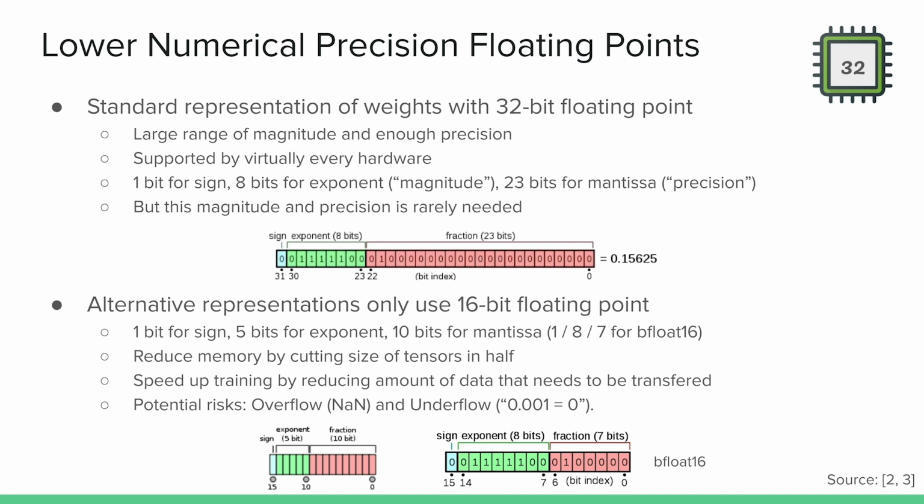And what happens now is that you reduce the memory by cutting it in half. So all of your tensors now only have half of the size, and then you can just put 2 tensors next to each other on your hardware and do 2 operations at the same time. So you're speeding up your training significantly by reducing it to 16-bit because you're reducing the amount of data that needs to be transferred, and you can parallelize the operations that are being operated on those data if you do it in a good way.